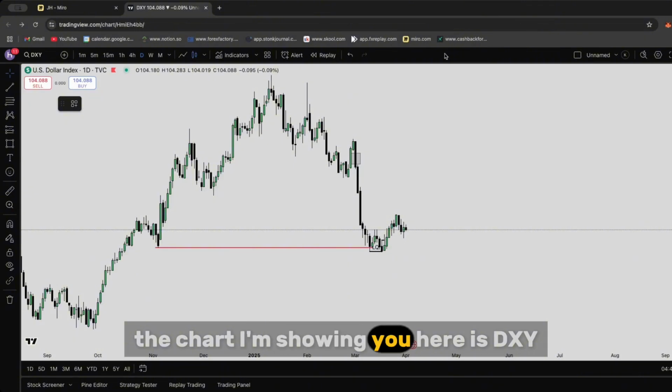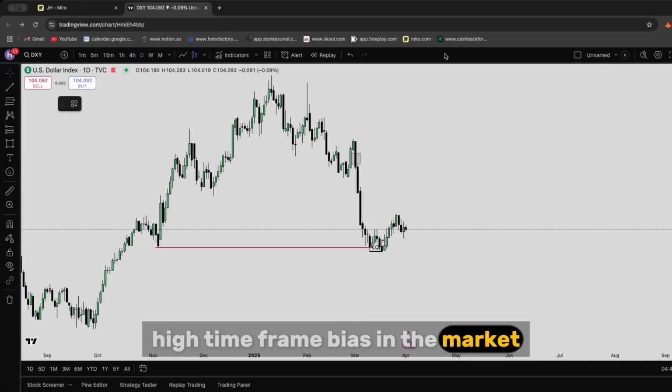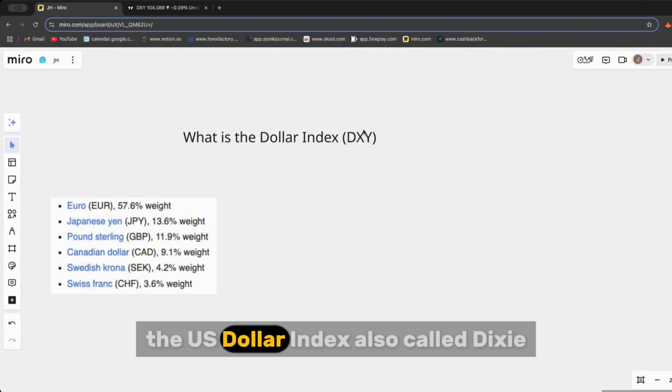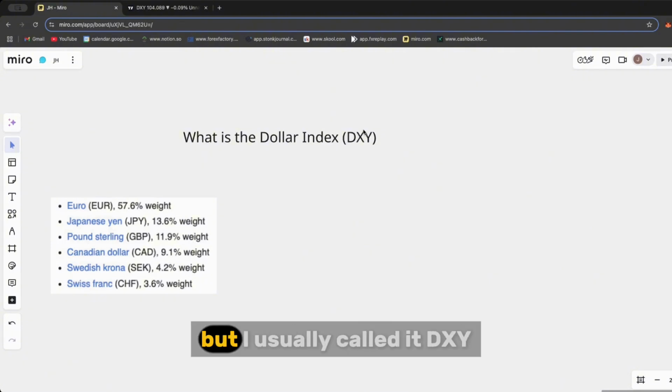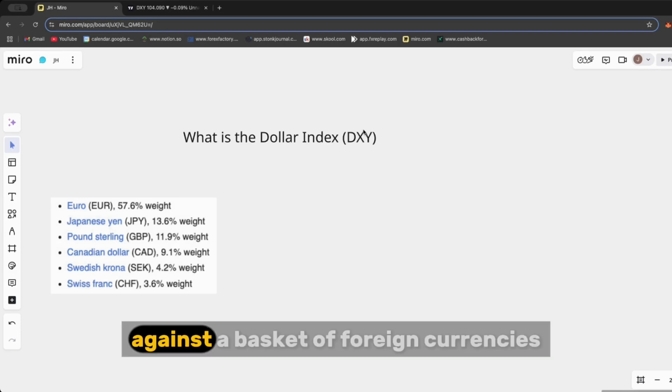The chart I am showing you here is DXY, and this can be the key to unlocking an accurate high time frame bias in the market. So, some of you may be asking, well, what is the dollar index? The US dollar index, also called DXY, is an index or measure of the value of the dollar against a basket of foreign currencies.